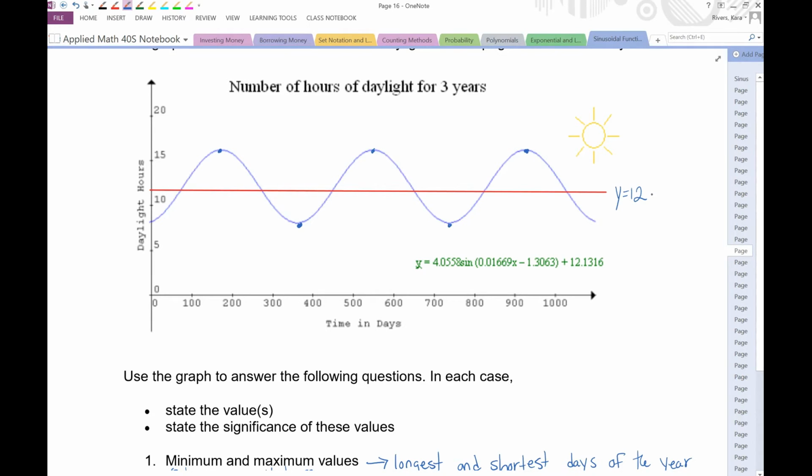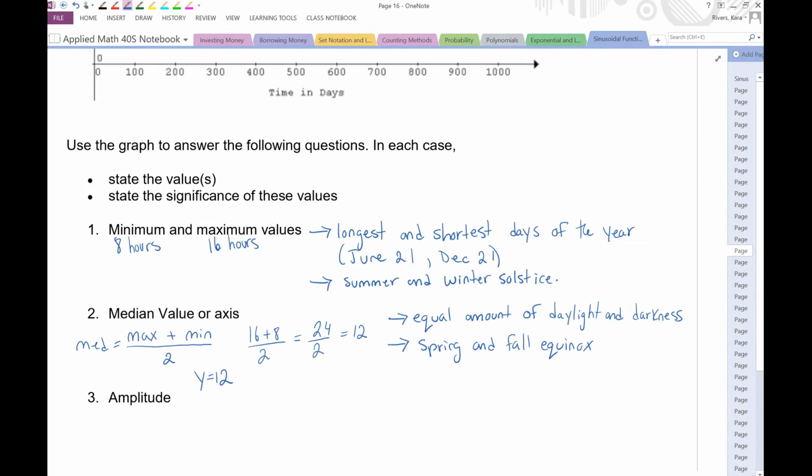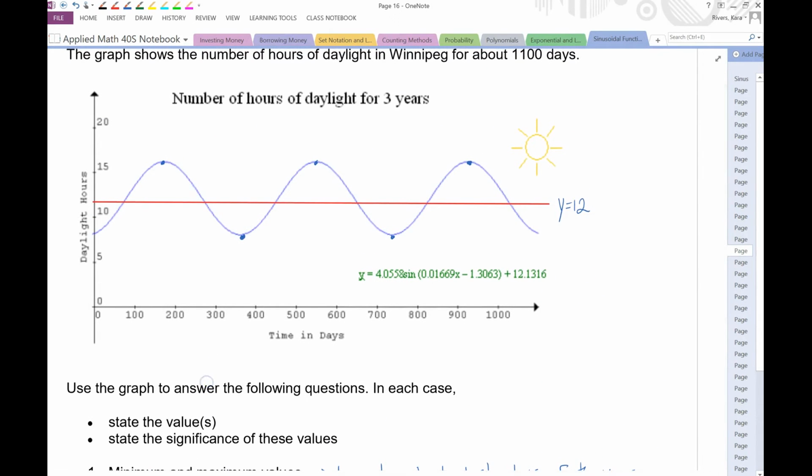Well, in a day, we have 24 hours. 12 is half of that, so that makes sense that the 16 plus 8 gave us 24, and half of that is 12, so that means we have the same amount of daylight as we do darkness. So let's add that to our information here. When we have an equal amount of daylight and darkness, that's our spring and fall equinox. So if you look up at our graph, you can see the points where our curve meets the line would represent our spring and fall equinox, and you can see those throughout the year.